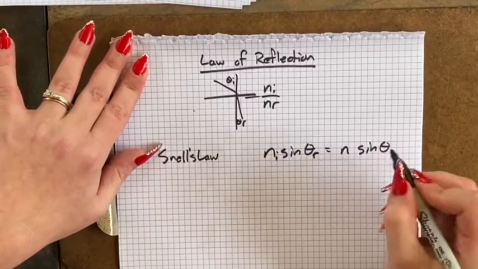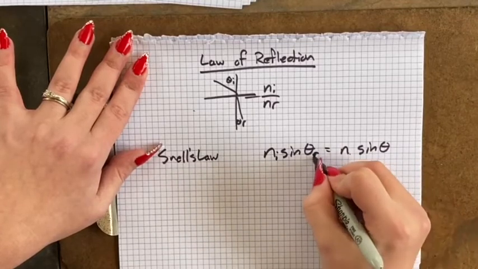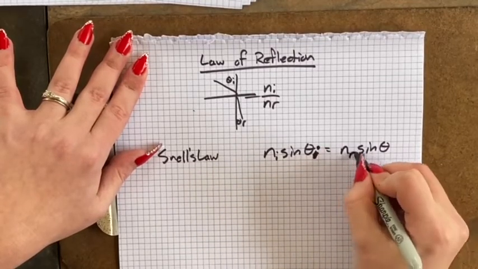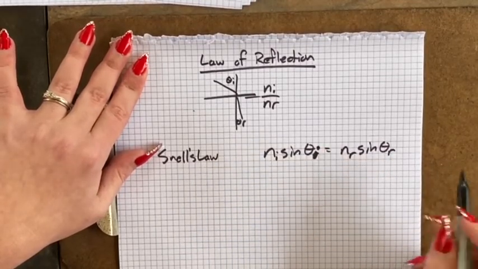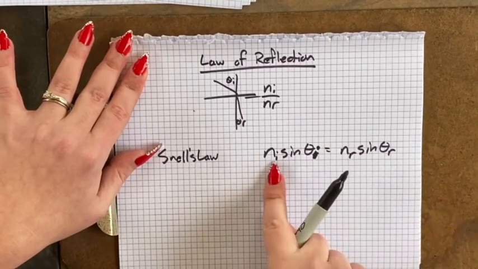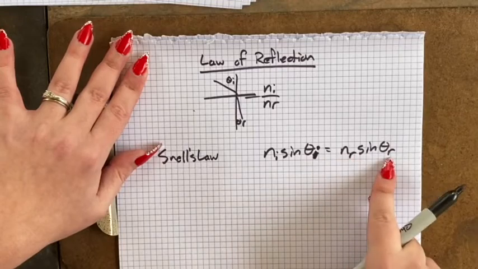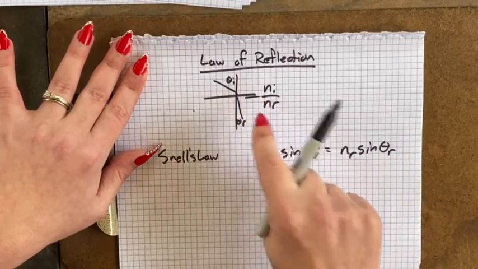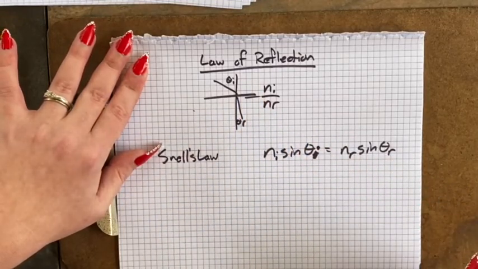I learned it this way first: Ni sine i equals Nr sine r. And this is a fine way of keeping track, right? One side of the interface, everything is incident. The other side is refracted. Do your comparison before and after and run through the equation.